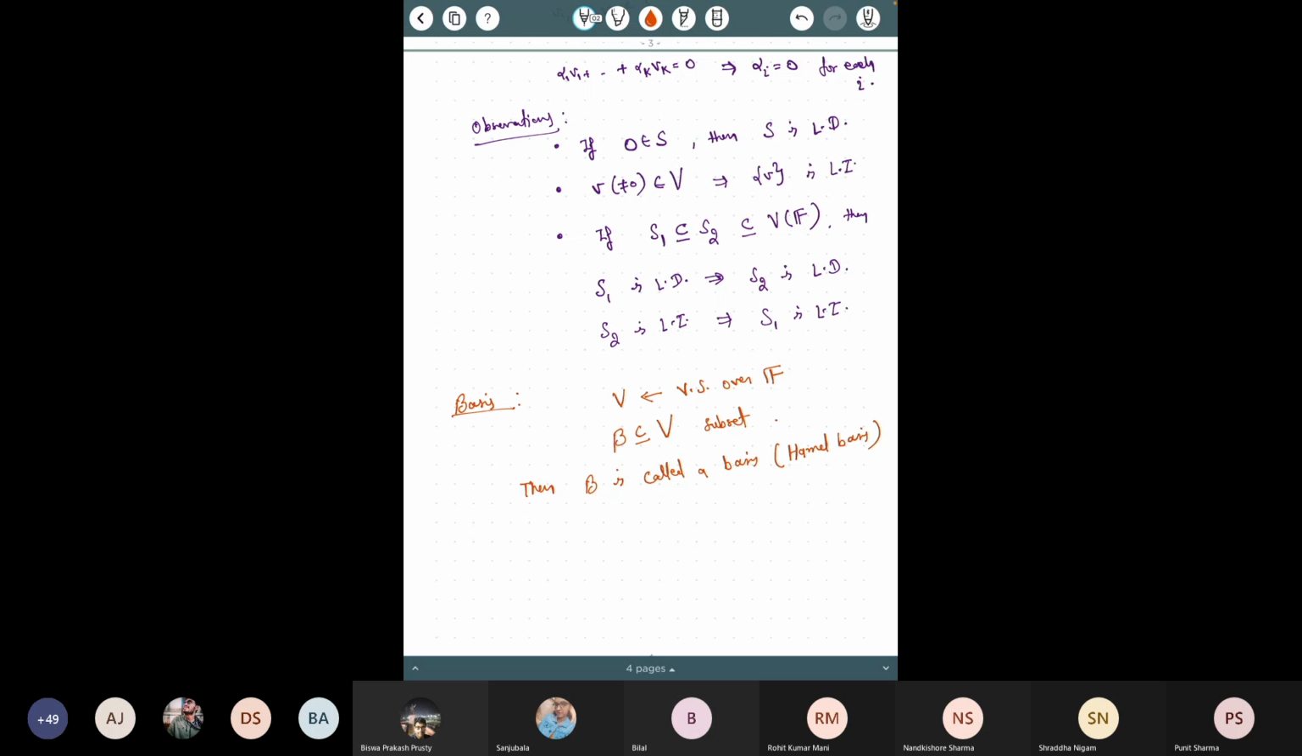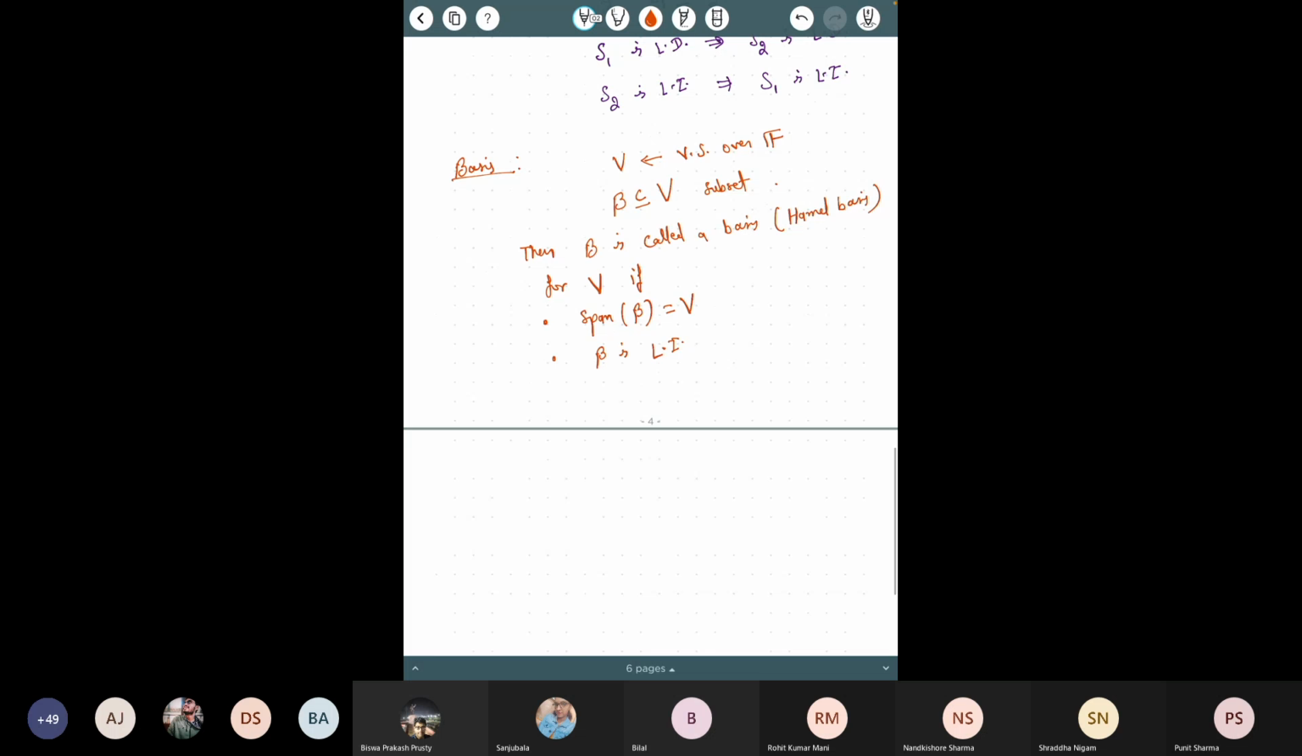Here we will talk only about this basis, which is actually the Hamel basis. So what is this? B is called a basis for V if it satisfies two things: that span of B is equal to V and the set B is linearly independent. So any set that satisfies these two properties is a basis for V.